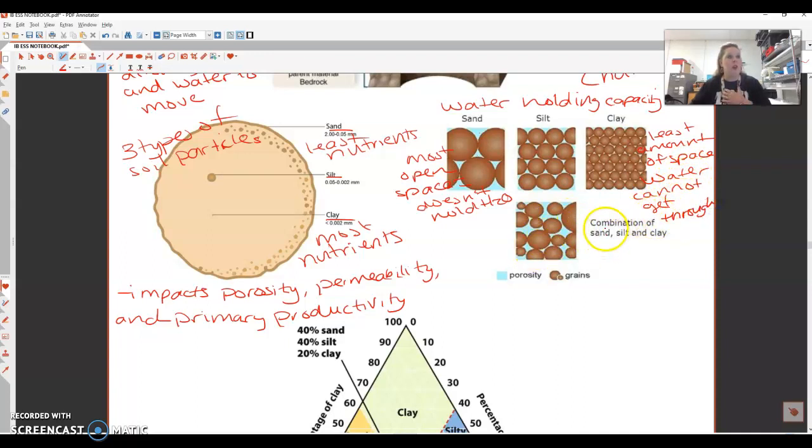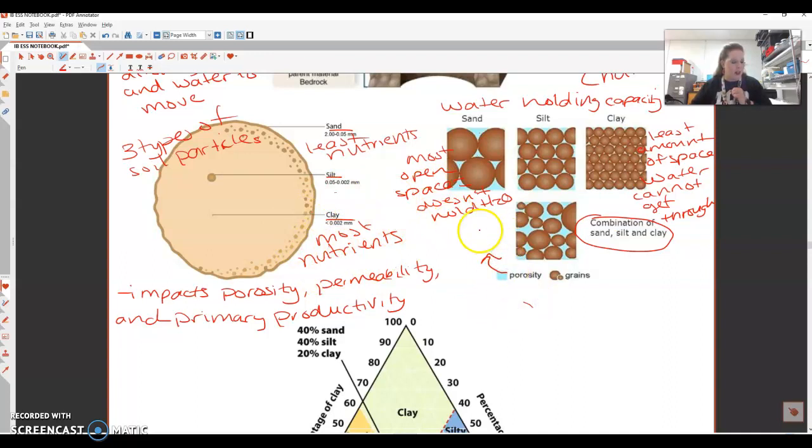So you understand why you have to have a combination when you're trying to grow plant life. You need to have the ability of water to drain through and be retained at the same time. And you have to have soil that has the right amount of nutrients in it. So you have to have a mixture of all three types.